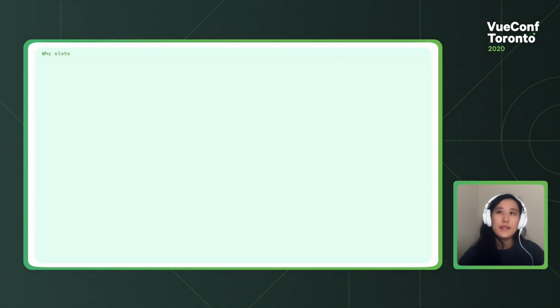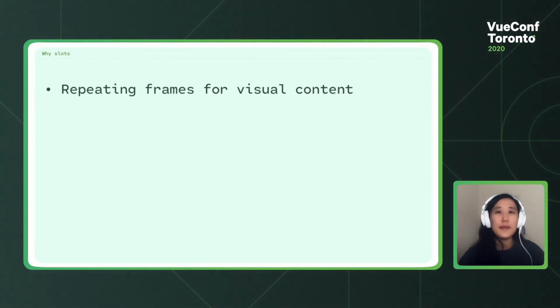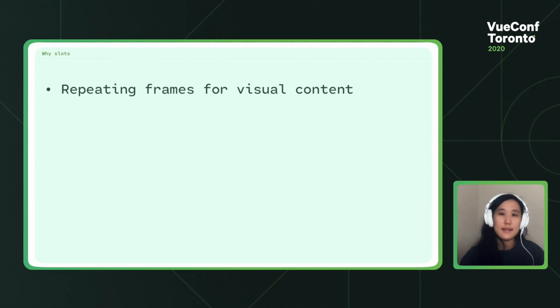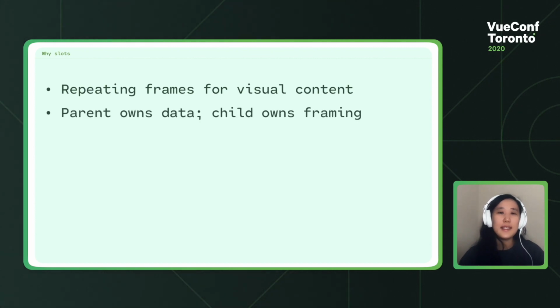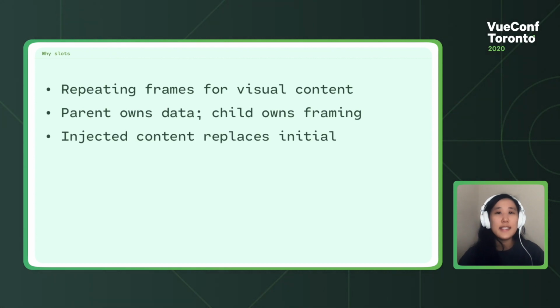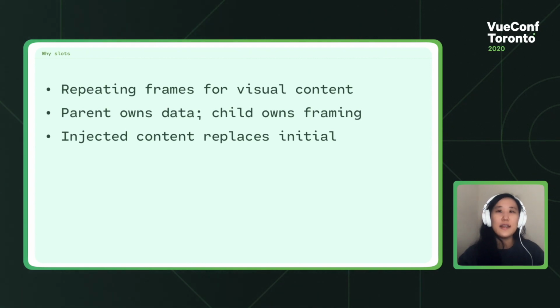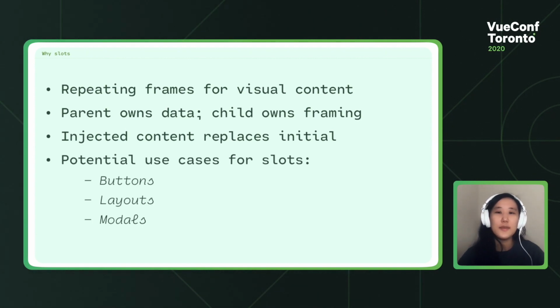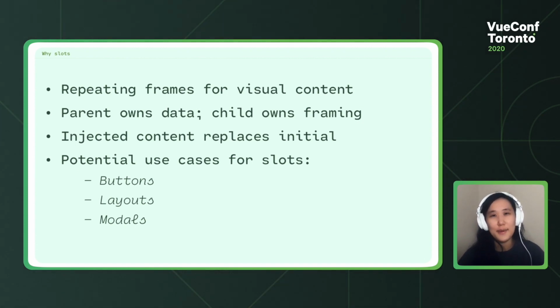So why are slots useful, and when might we want to use them? Well, slots are great for situations where we want to replicate the same visual framing around different types of content. In other words, when we have consistent outsides and variable insides. However, it's important to keep in mind that the parent owns the data and the child owns the UI context, and that provided content replaces initial content. Some examples of components that might be appropriate for the base use case of same skin, different guts include buttons, layouts, and modals. And with that, let's move on to teleportals.